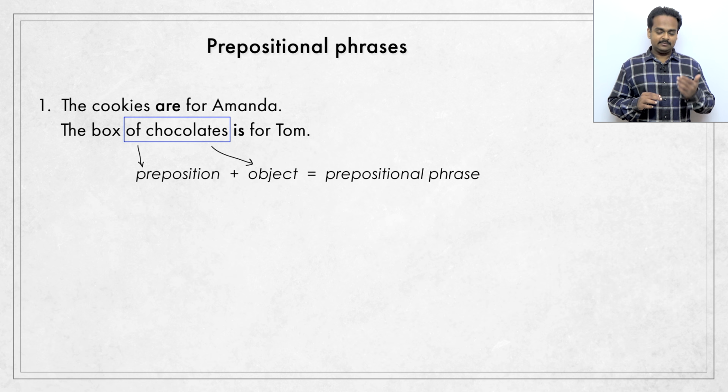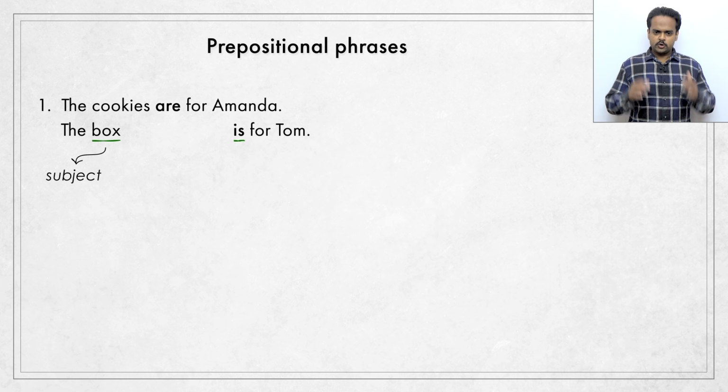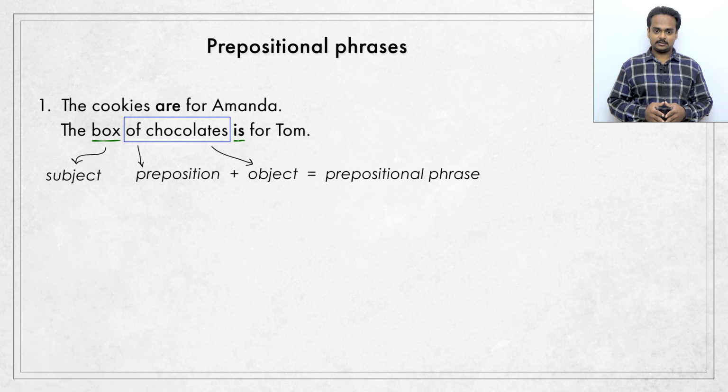This phrase gives information about the box. It tells us what type of box it is. It's a box which has chocolates inside. So the real subject of this sentence is the box. This is a singular noun, that's why we have is. The prepositional phrase is just extra information, so you can mentally block it out. Now it's easy. The cookies are for Amanda, the box is for Tom. What box? The box of chocolates.